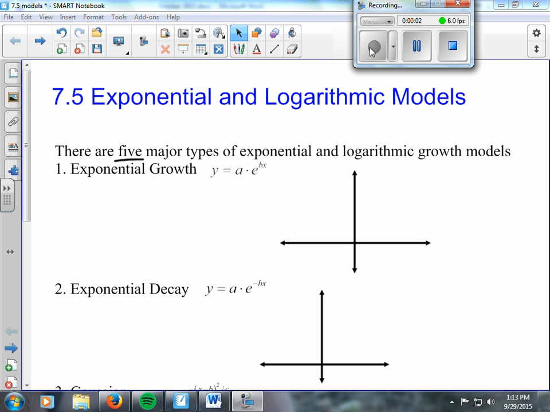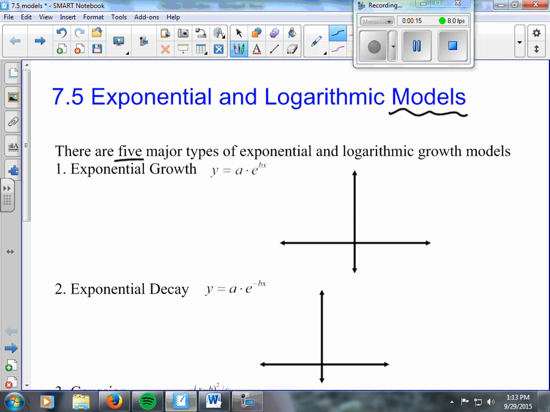This is section 7.5, the last section in chapter 7. We are going to be discussing exponential and logarithmic models. Now, a model in mathematics is a function or an equation that represents what is happening in the natural world. And so we're writing a relationship between and among variables that represent what's naturally occurring or what we naturally observe in the world. And so we're going to specifically talk about some exponential growth models and logarithmic growth models that fit with the world.